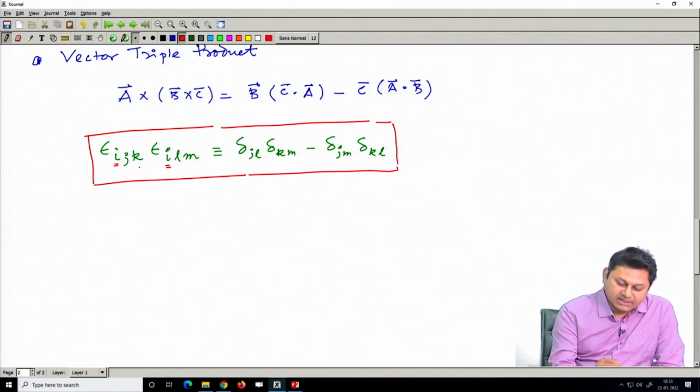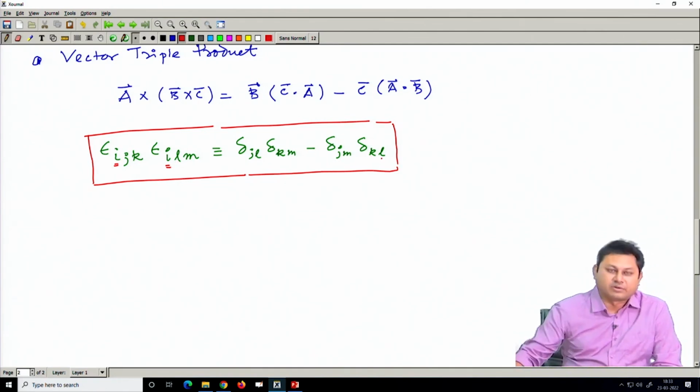So, epsilon_ijk, epsilon_ilm, what is this? Delta_jl: j is sitting here, l is sitting here, the first ones I put, then k is sitting here, m is sitting here, the second ones I put. Now, I change the order. When I change the order, there should be a negative sign. Now, j first, m second, I put j first, m second, and then k second, l first. So, I put k and l, that is all.